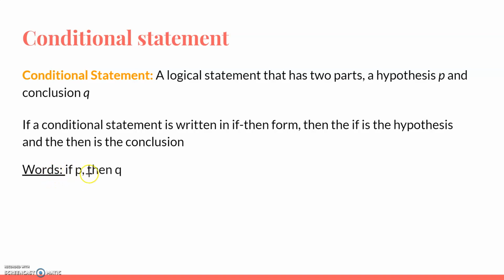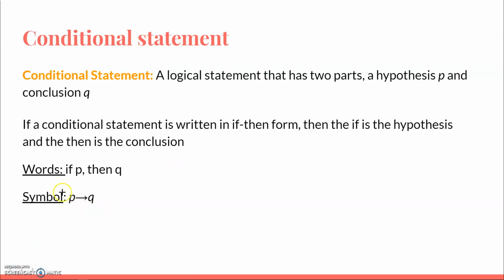So words, if P, then Q. Symbol, P right arrow Q. Here all it says is, if P, then Q. Okay, so P right arrow Q.